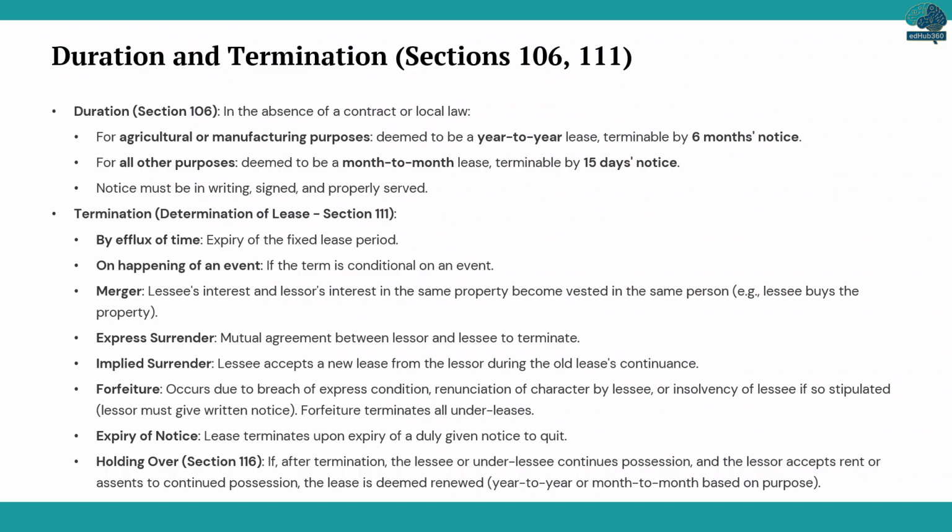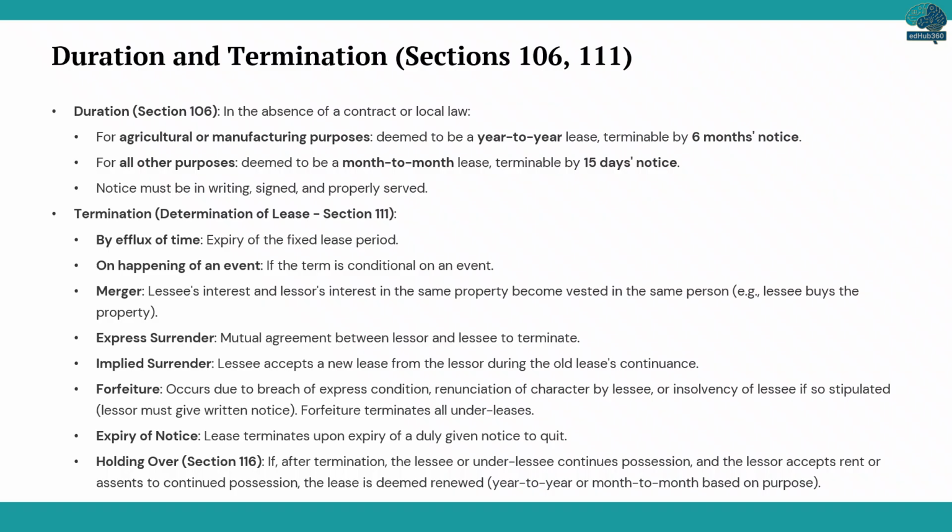Section 106 states that in the absence of a contract, leases for agricultural or manufacturing purposes are deemed year to year and terminable by 6 months' notice. For all other purposes, they are month-to-month leases, terminable by 15 days' notice. Termination, or determination of lease, can occur in several ways, as outlined in Section 111.